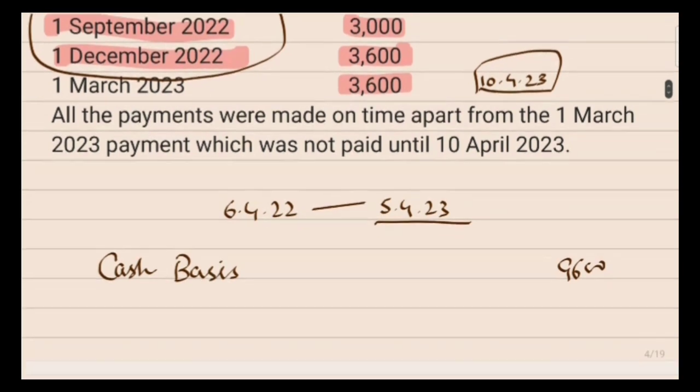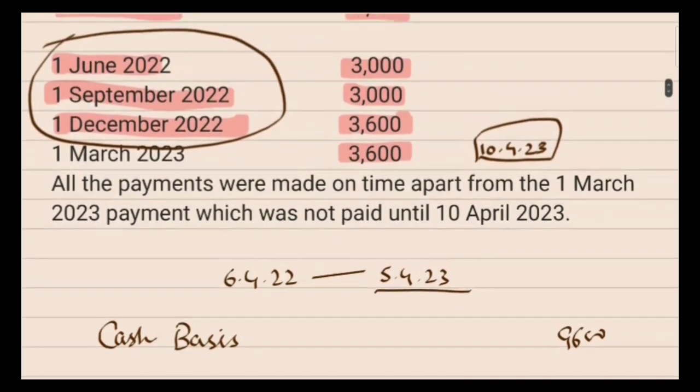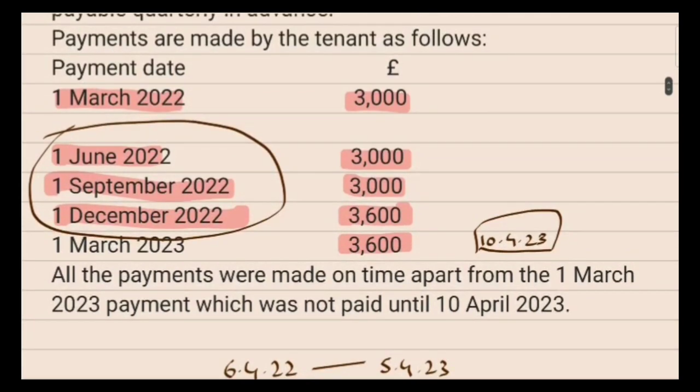Now you have to consider on accrual basis what amount of rent should be recorded. On accrual basis, we have to record the rent for the period of our tax year, which starts on 6th April 22 and ends on 5th April 23. So in March, if you are paying 3,000 of rent, 1 month of rent relates to the previous tax year and 2 months of rent relates to this current tax year, and 2 months rent would be 2,000.